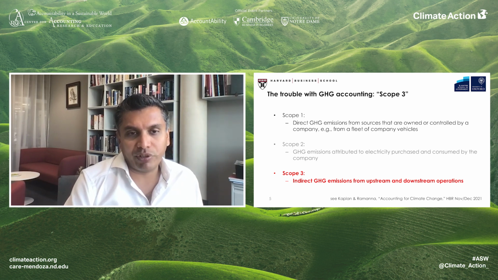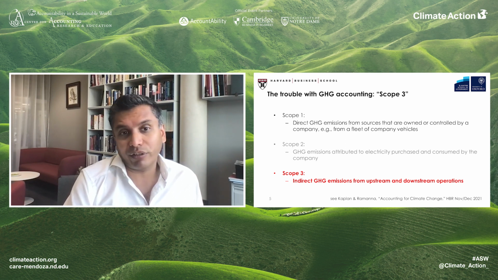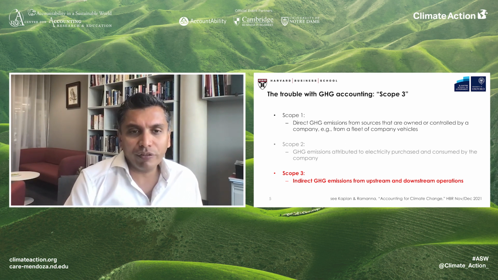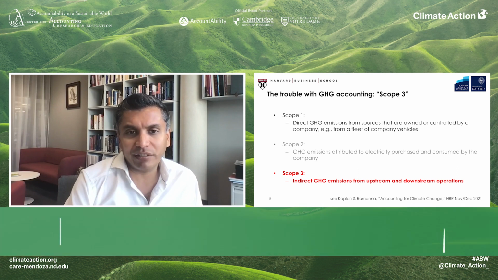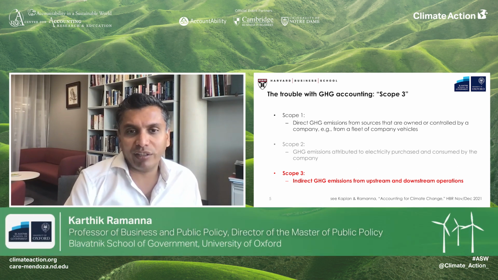So let's just quickly talk about what these 3 scopes are, because there are 3 in the GHG protocol. The first is called, perhaps predictably, Scope 1. And Scope 1 relates to all of the direct GHG emissions from sources that are owned or controlled by a company. So for instance, this could be if a company is operating a fleet of motor vehicles, then the emissions associated with that fleet of motor vehicles would be its Scope 1 emission. So these are just direct emissions.